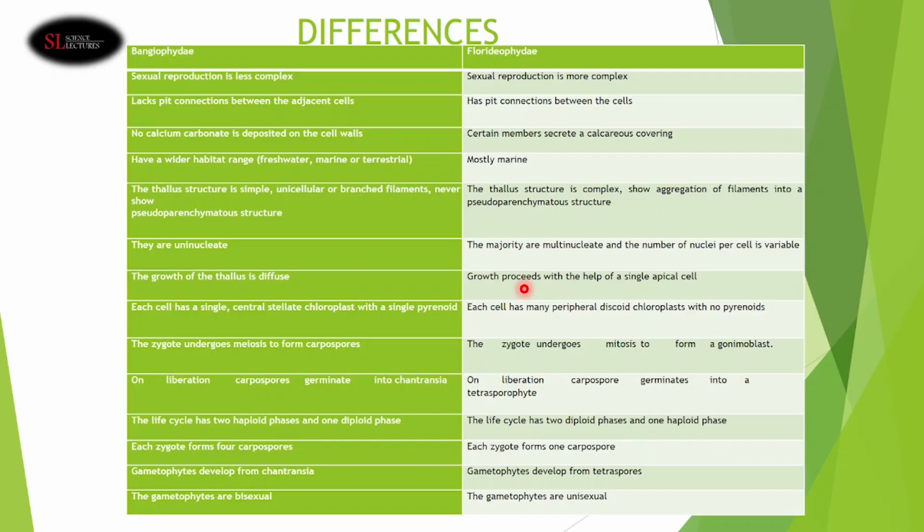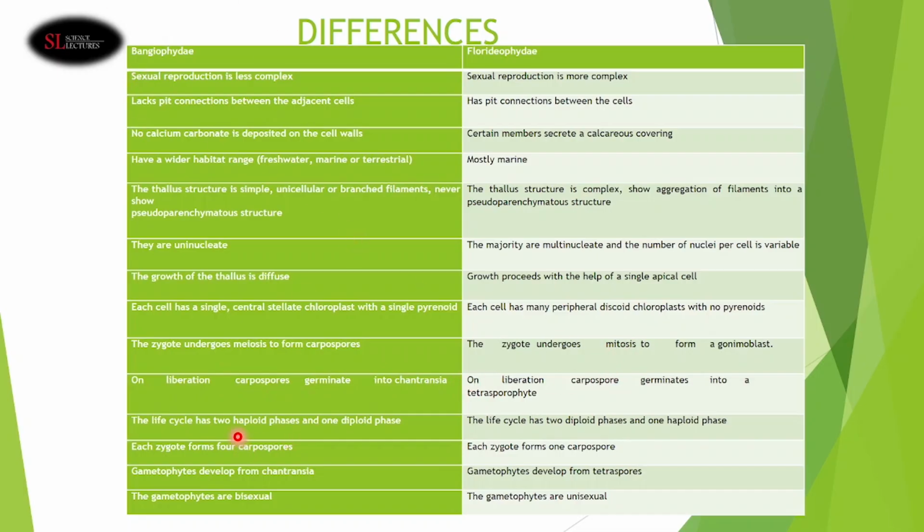We said the apical cell of the gonimoblast forms the carposporangium that forms carpospores. Then each cell has a single stellate chloroplast with a single pyrenoid. Here each one has many peripheral discoid chloroplasts with no pyrenoids. Then the zygote undergoes meiosis to form carpospores. Here we see the zygote undergoes mitosis to form a gonimoblast. The carpospores on liberation form the Chantransia. Here we see they form the tetrasporophyte.